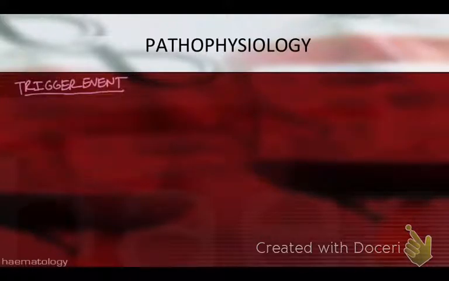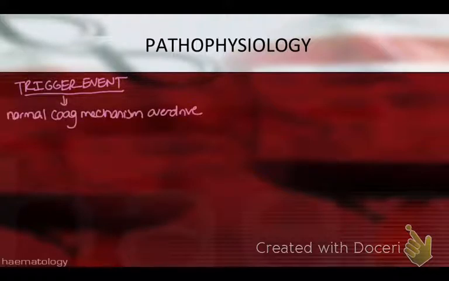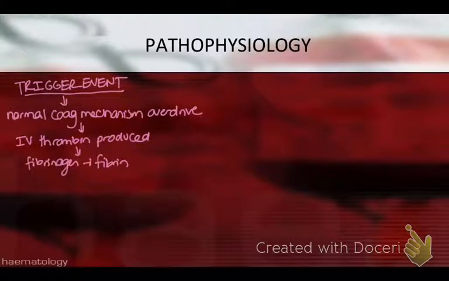So patho. Okay. There's the trigger event. The patient is septic, your OB patient. There's a malignancy. Something triggers, and your normal coag mechanism goes into overdrive. So normally thrombin is produced, but now it's produced a lot. And normally fibrinogen turns into fibrin and enhances the platelet aggregation. But again, this process is in overdrive.